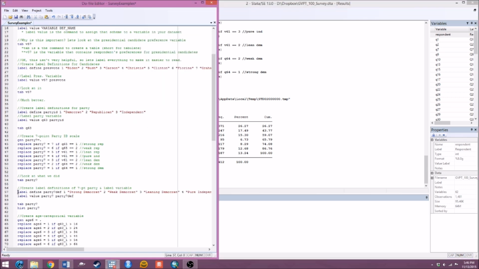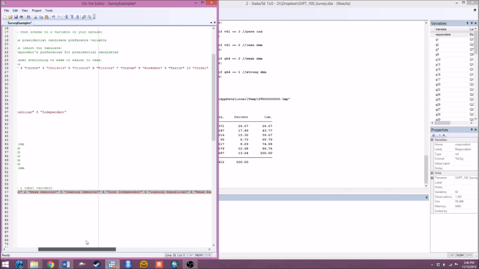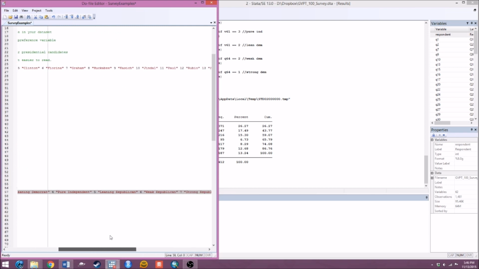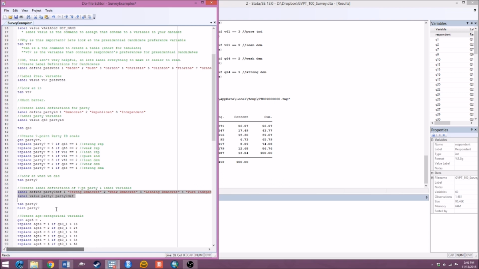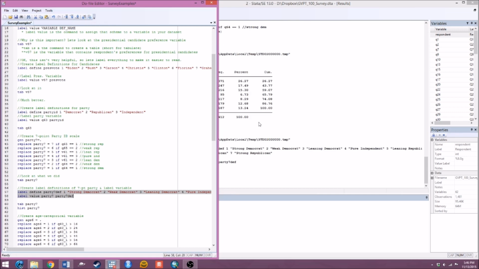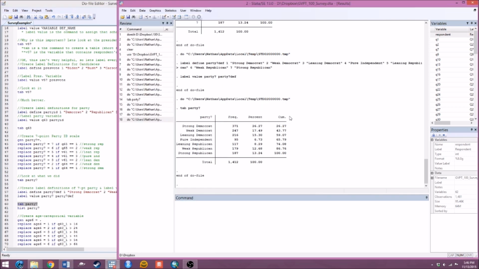So I can create my label definition, which I've called Party 7 Def, and it sort of goes out here: leaning Democrat, pure independent, leaning Republican, weak Republican, strong Republican. And then I'm going to assign it to my Party 7 variable, right? Okay. So Stata has run it, and let's just test it out. Okay. So this looks much nicer than what we had before, right?